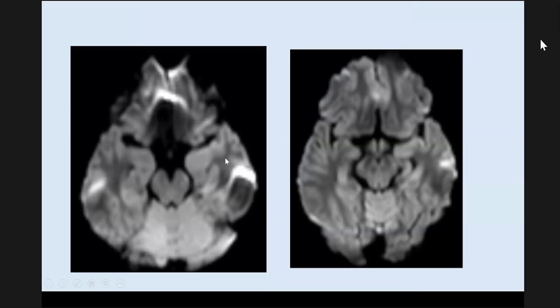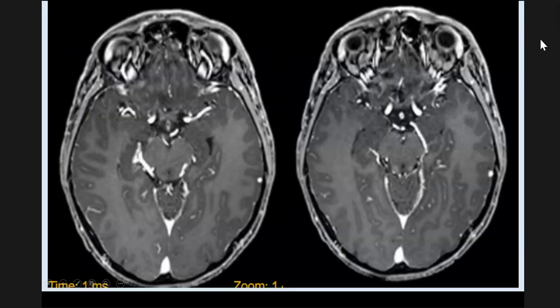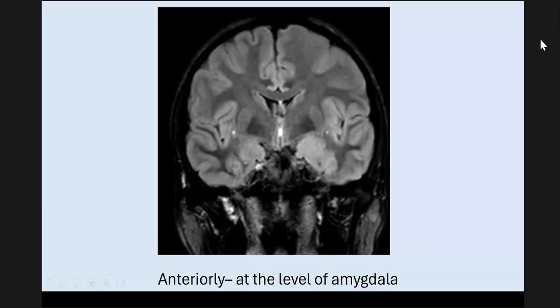Diffusion weighted images, I don't have the ADC with me, but you have to take my word for it. There was a bit of diffusion restriction, a bit of mild diffusion restriction. Patient had contrast. I mean, it was a swollen amygdala, whether it's a tumor. So I think it's quite reasonable to give contrast, and there was no enhancement. So this was the abnormality which we saw anteriorly at the level of the amygdala.